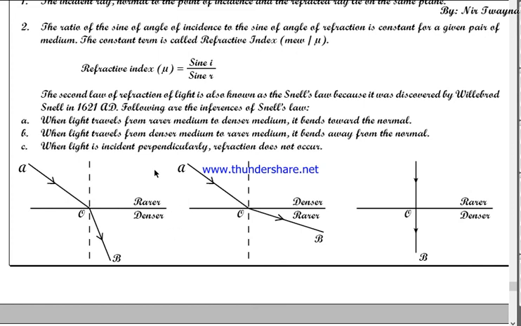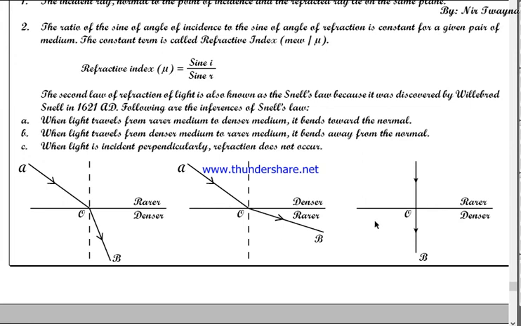Second, when light travels from a denser medium to a rarer medium, it bends away from the normal. That is the only difference: here toward the normal, here away from the normal. This is the angle of incidence and this is the angle of refraction. So when the velocity of light increases, the angle of refraction also increases in the same proportion.